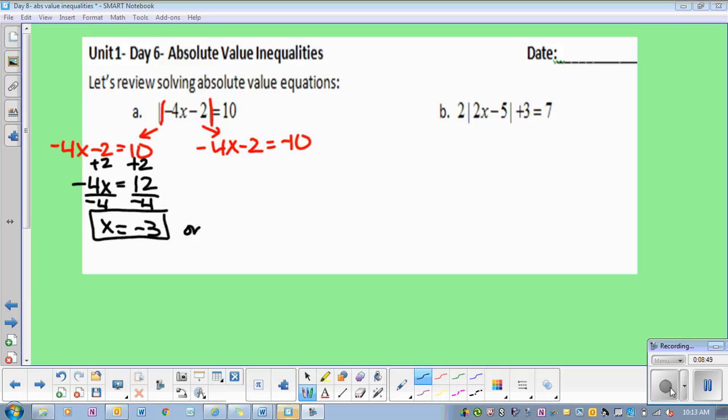Or, let's solve the other one. Add the 2. So now we have negative 4x equals negative 10 plus 2. Negative 8. Divide by negative 4. X equals 2. So there we go. There are my 2 answers for that one.